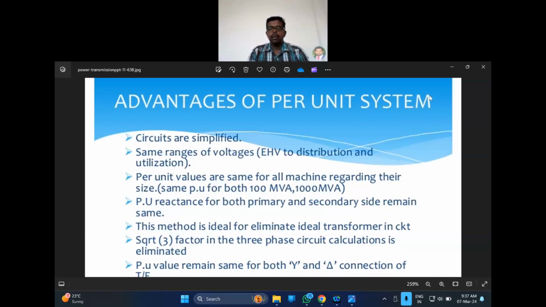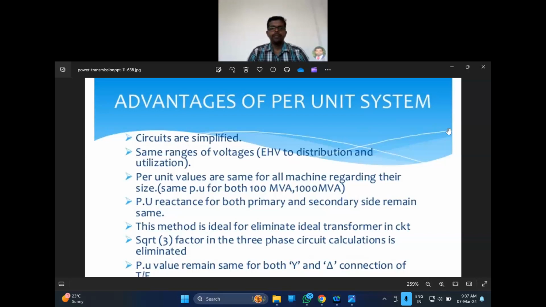So today we are going to see about the advantages of the per unit system. So how are we going to calculate this per unit? What are the main advantages of calculating the per unit system, sir? So the main thing is that if you are going for the per unit system, your circuits are simplified.